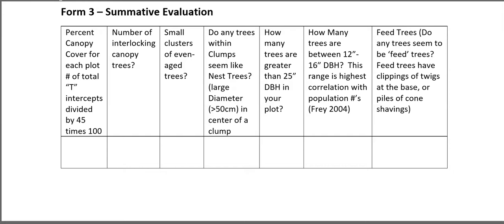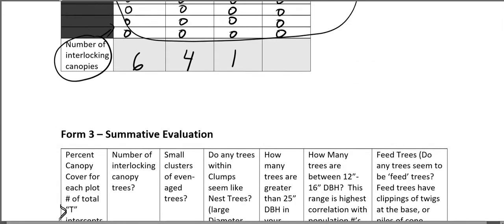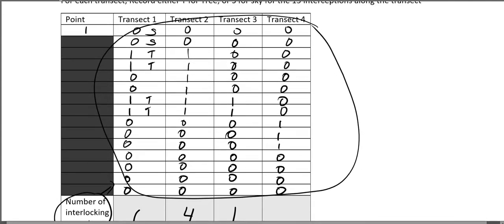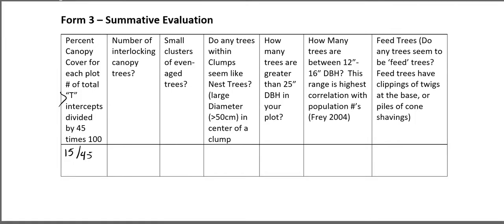So basically the number of total hits or ones divided by 45 times 100. So we're just getting the percentage of how many times we hit canopy. Okay, so I had 15 total hits that were ones or trees divided by 45 options. And that gives me 0.33, and then I take that times 100 and I get 33%. All right, a little higher than I would have expected.